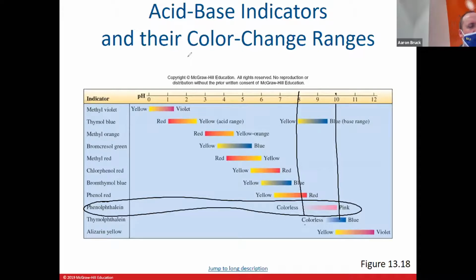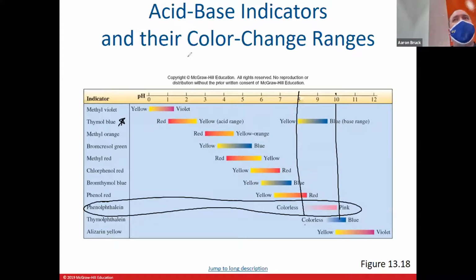But we can see that there are a number of different dyes that will change colors at different ranges. This one in particular here, thymol blue, we actually see it has two different color transitions that take place. Somewhere between 1 and 3, it'll go from a red color to a yellow color. And it'll stay yellow from about pH 2.5 to pH 8. And then somewhere between 8 and 9.5, it'll change colors again and go from yellow to blue. So there are lots of different indicator colors and indicators that exist.